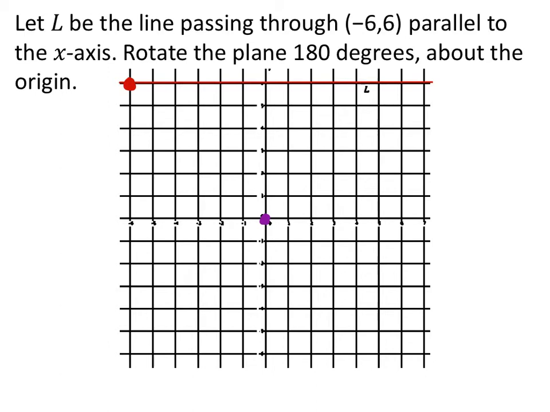Let's go and rotate this 180 degrees. So I'm just taking the same line, rotating 180 degrees. Oh my gosh. Now this gives us the point at (6, -6). And also the line on that line y equals negative 6. So this is what we should have after rotating that 180 degrees around the origin.